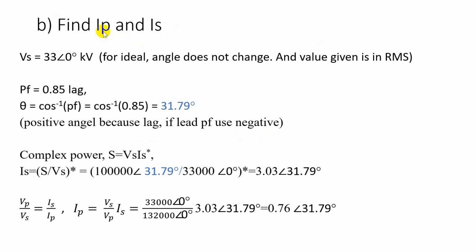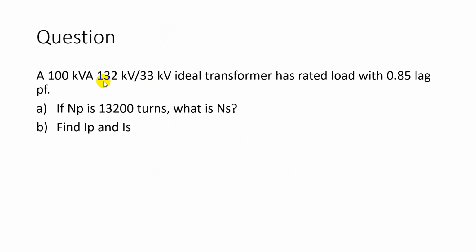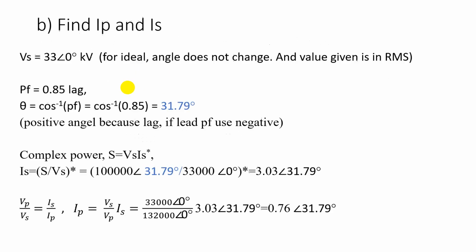How to calculate IS? You have to calculate IS first. VS, you can see, is 33 kV. If you refer to the question, it is 132 kV, 33 kV. Assume that the source is at 0 degrees as a reference. Because this is an ideal transformer, the secondary is 0 degrees also. There is no phase shift. An actual transformer has phase shift, but for an ideal transformer, there is no phase shift. So the angle is the same as the source, which is 0 degrees.